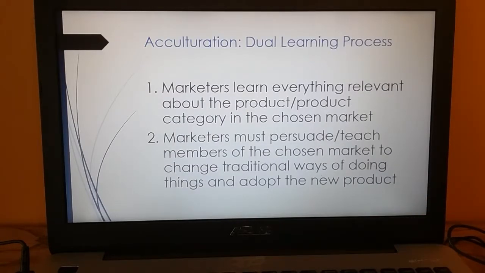So essentially they go through a two-step process. They have to learn everything that's relevant to the product and product category in the society in which they plan to market. And then they have to persuade or quote-unquote teach the members of the society to break with their traditional ways of doing things and adopt the new product. And then they have to figure out what it is about the culture, and then figure out a way to get them to change it. So you'll see that a lot.